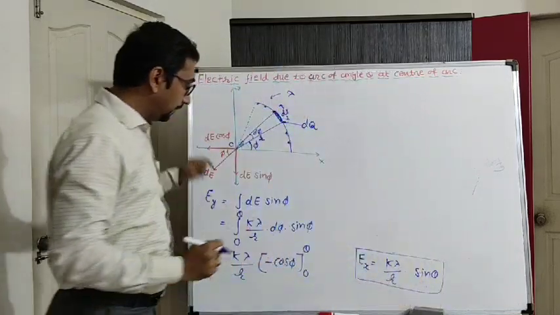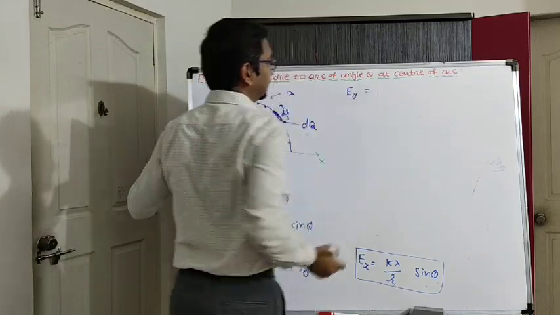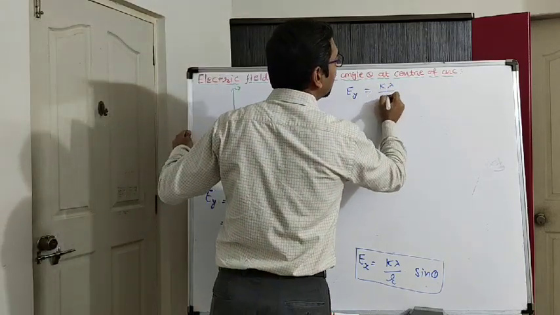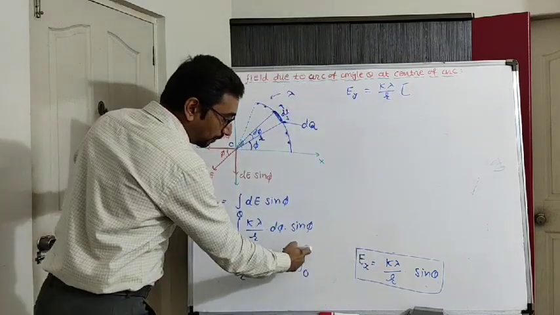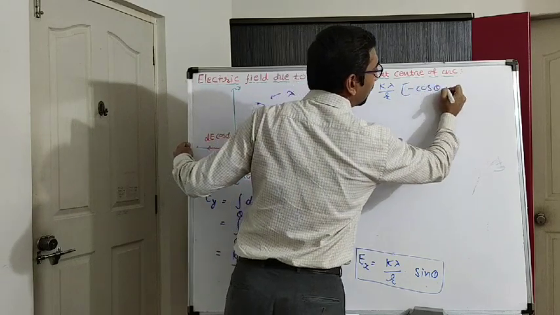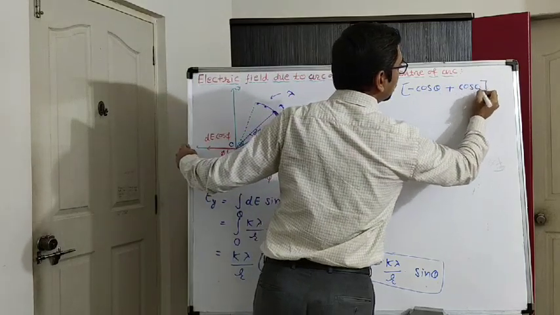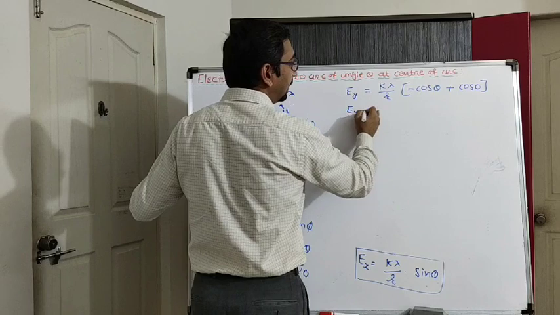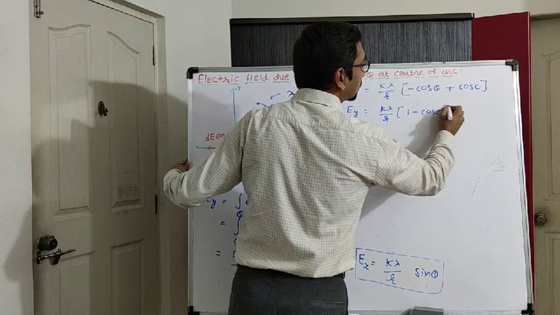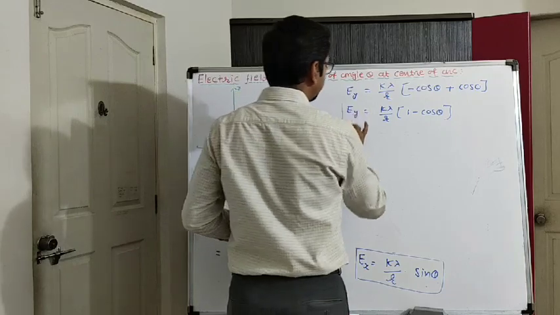So if we substitute the upper limit and lower limit here, then we'll get E on the y-axis is equal to k lambda upon r, which will remain as it is. Now the upper limit is theta, so minus cos theta, minus minus plus cos 0, and cos 0 is actually 1. So this is Ey is equal to k lambda upon r times (1 minus cos theta). So now we have the y component of the electric field also.